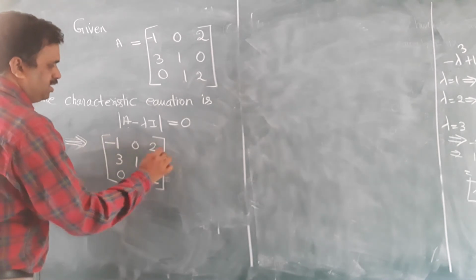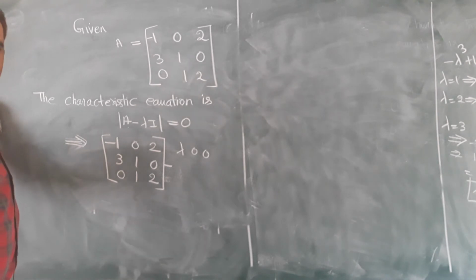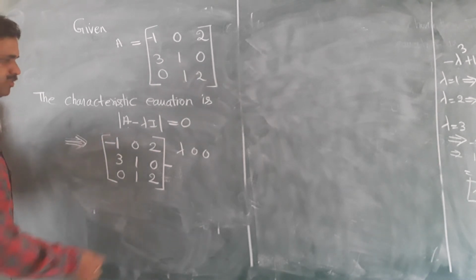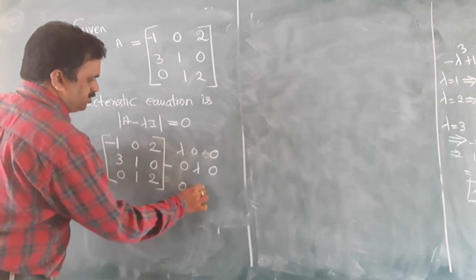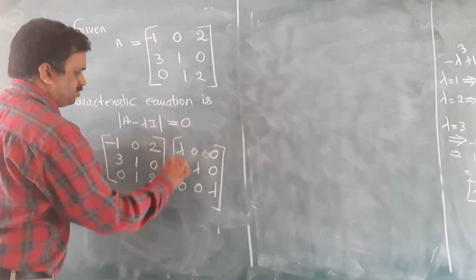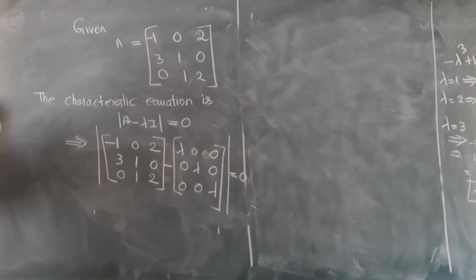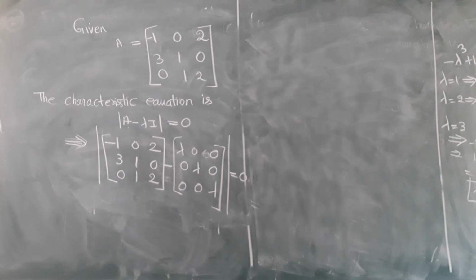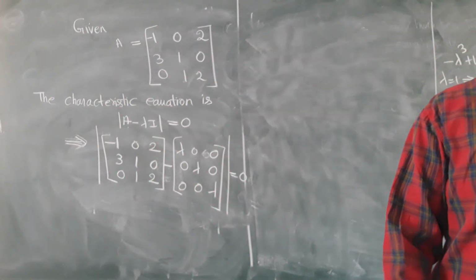Minus lambda times the identity matrix, lambda times 1 0 0, 0 1 0, 0 0 1. So obviously we get lambda 0 0, 0 lambda 0, 0 0 lambda. For this matrix we have to find the determinant. So A minus lambda times the identity matrix gives lambda 0 0, 0 lambda 0, 0 0 lambda.